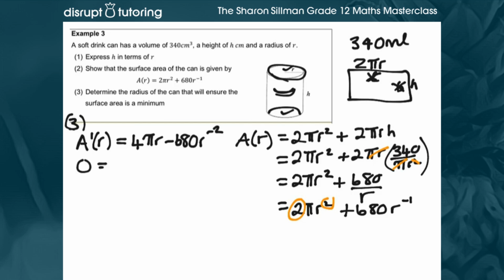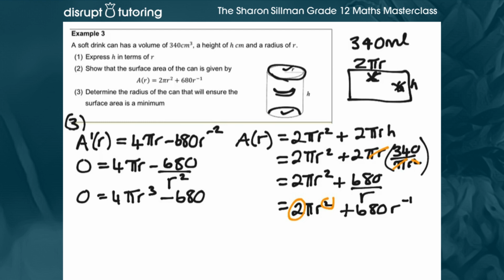We're going to make this equal to 0 and solve for r, but to do that I want positive exponents. Multiply every term by r squared. Now we want to get the r term by itself, so I'm going to add 680 to both sides. Divide both sides by 4 pi.